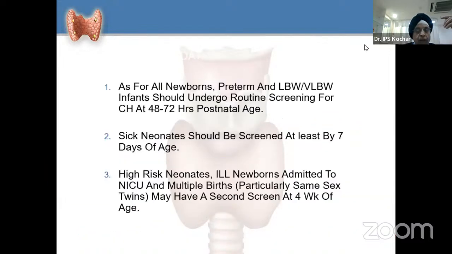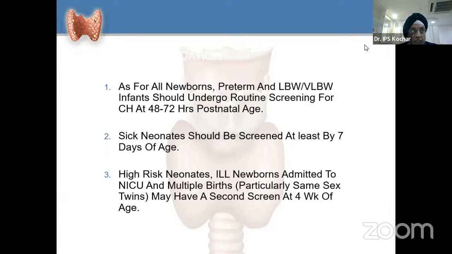That's all. So all newborns, preterm and low birth weight, very low birth weight, should have routine screening for hypothyroidism at 48 to 72 hours. We are trying to make it a universal screening for all babies, but it is still not in place, though most institutions have started doing hypothyroid screening. All newborn, preterm and low birth weight babies should undergo routine screening for congenital hypothyroidism at 48 to 72 hours.